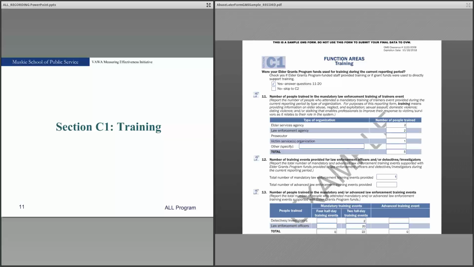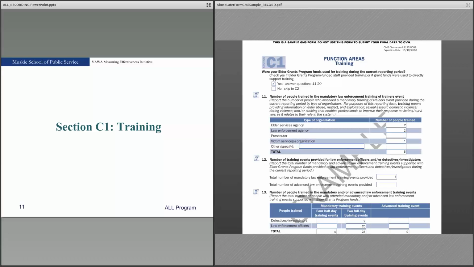Now, on to one of the more weighty sections on the ALL form, the training section, Section C1. Training is defined as activities provided for professionals or volunteers acting in the role of professional to improve their response to victim survivors as it relates to their role in the system. That is, if grant funds directly supported the training of non-grant funded people who are professionals or volunteers acting in the role of a professional, you will fill out the training section. Do not count staff development of grant-funded staff in this section.